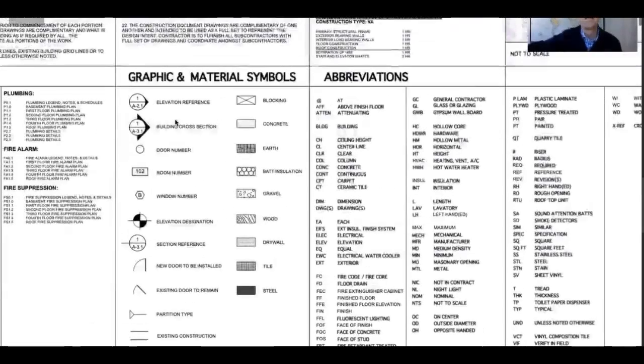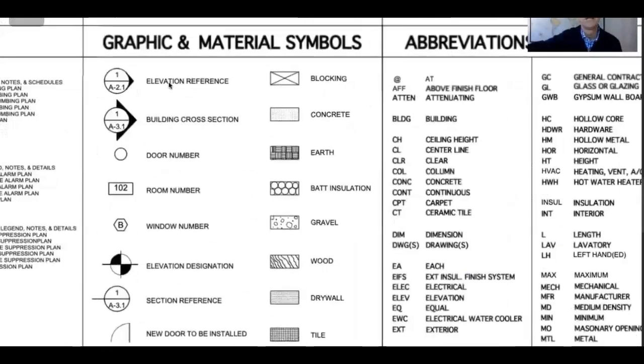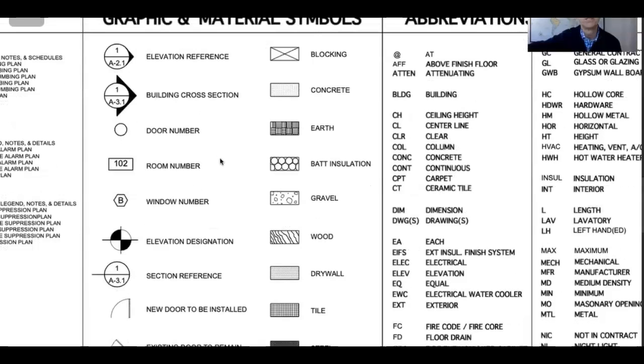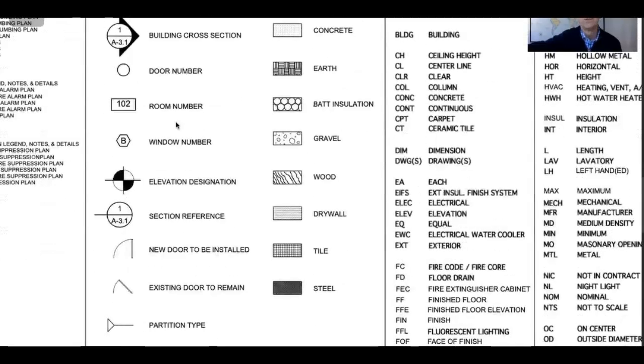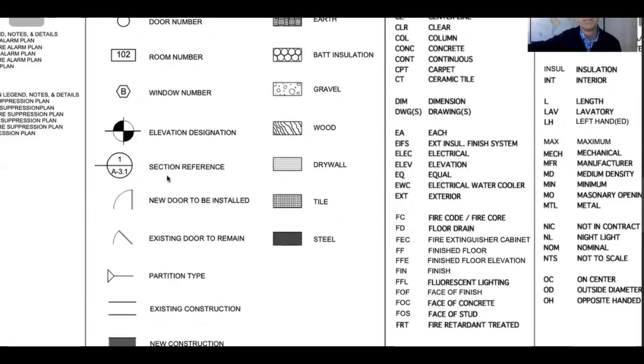The other thing are the section references that you see, like an elevation reference, a building cross section, and a section reference where they have these circles with numbers in it. So these are going to show you what page you can find the detailed information on these things. So this would be detail number 1 on page architectural 2.1. So page 2.1, detail number 1. So that's where you reference individual details. You'll see how the room numbers are numbered, window numbers, things like that.